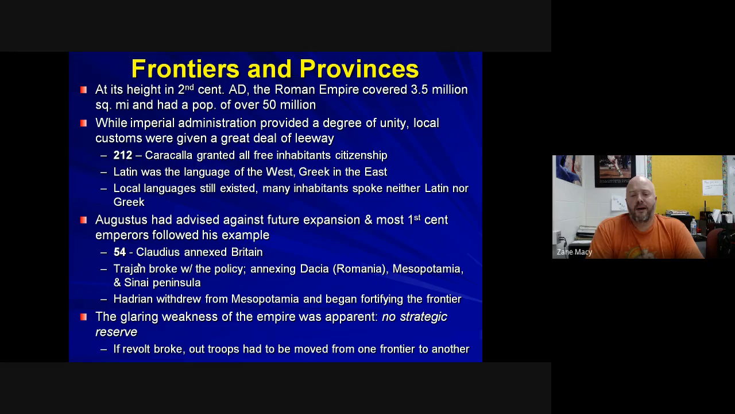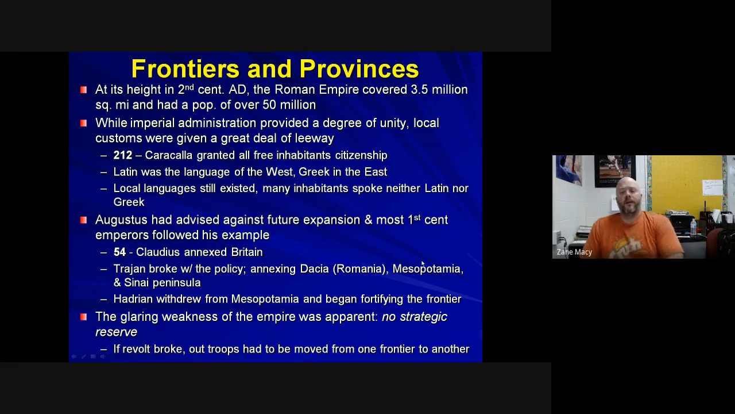Now, during the rule of Hadrian, he focuses a little more on the west. He withdraws Roman troops from Mesopotamia, and they begin fortifying their border along the Mediterranean coast, maybe 75 to 100 miles in from the coast. That was their main focus, not so much farther to the east into the Fertile Crescent region of Mesopotamia.